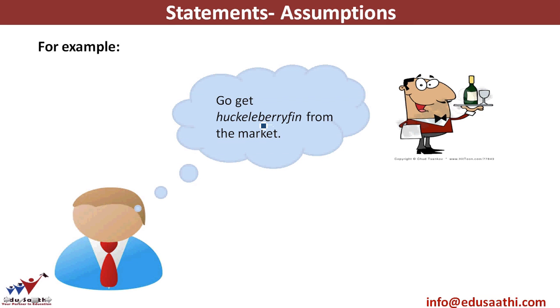Your first question would be, what is huckleberry fin? Then, where to buy it? Then, how to buy it? Whether it's in kilograms or liters, you don't know. Whether you will get it from the market or from a religious place or from a school, you don't know, right? What kind of a market it is, you don't know. So you need to know how to reach the market, where to get this thing, and what this thing is. So whenever you ask some questions, this is called assumption. The boss assumed that you would be knowing it, and this becomes the assumption.